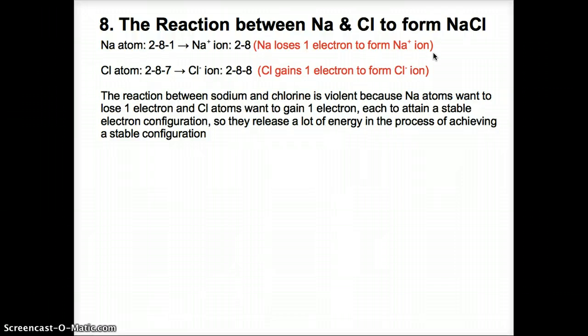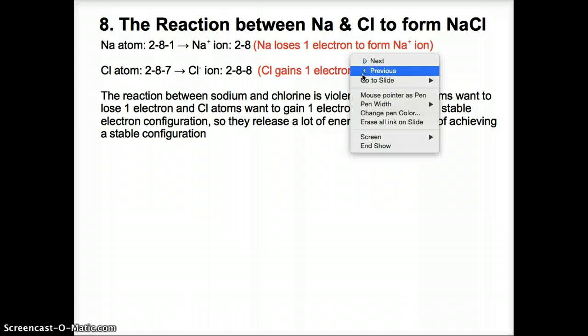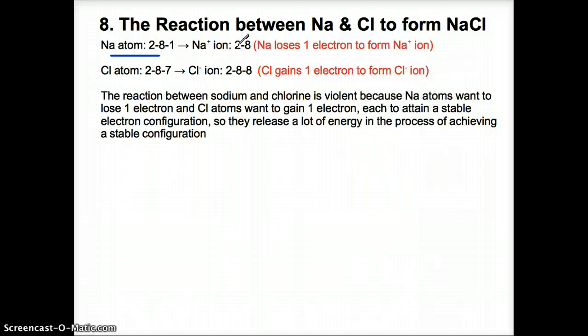Finally, let's see why the reaction between alkali metal Na and halogen Cl is so violent to form NaCl, or sodium chloride. The Na atom's Bohr configuration is 2-8-1, so what does it need to do to get an octet? Well, the Na atom needs to lose 1 valence electron to form the Na+ ion, giving you the Na+ ion's Bohr configuration of 2-8.